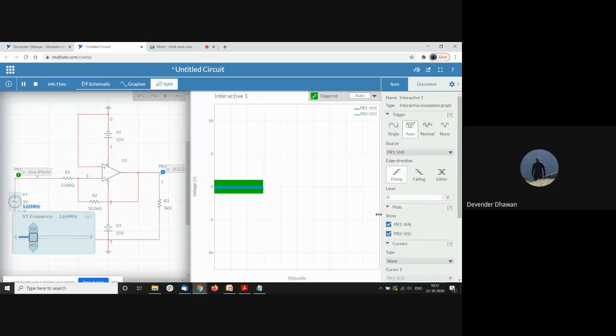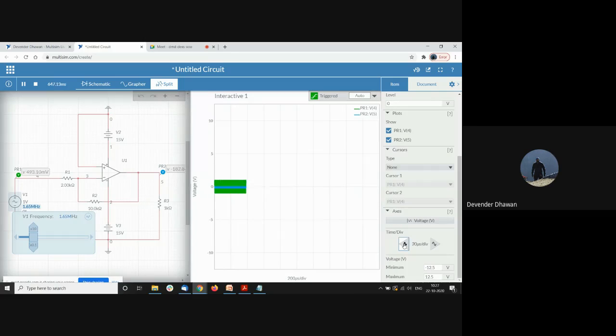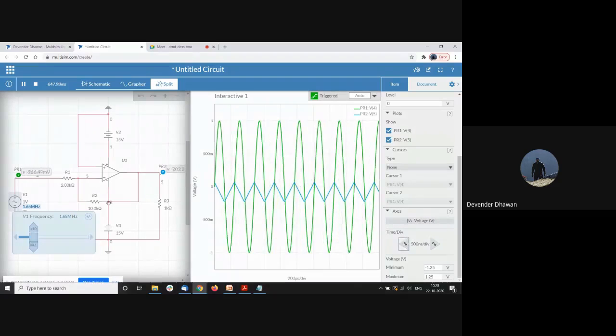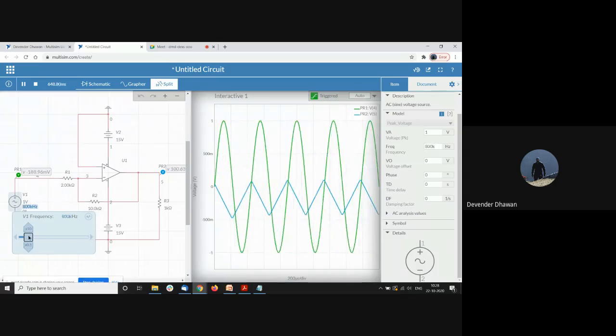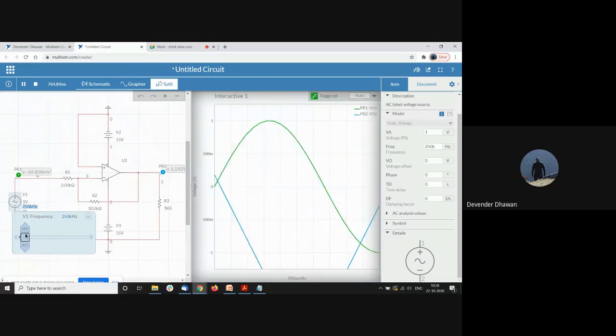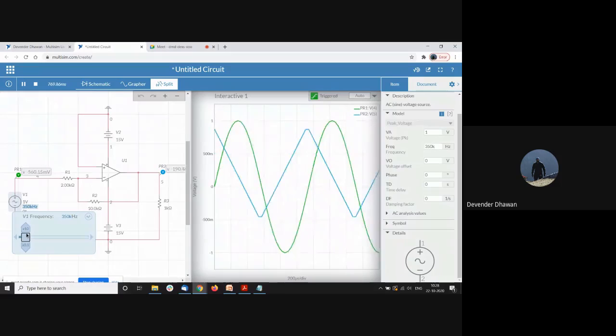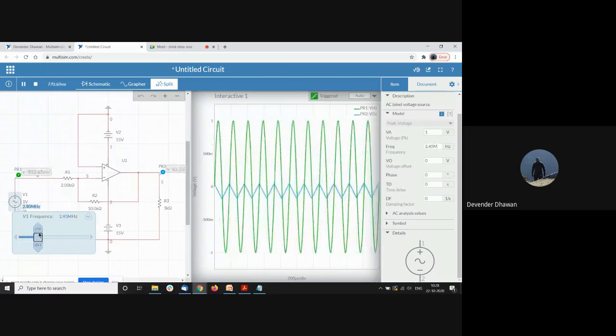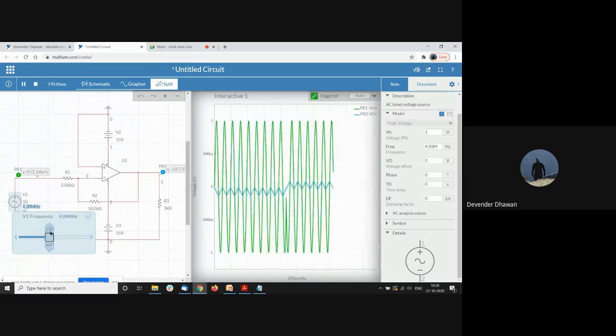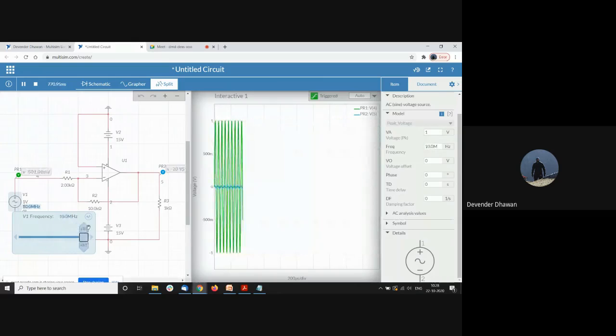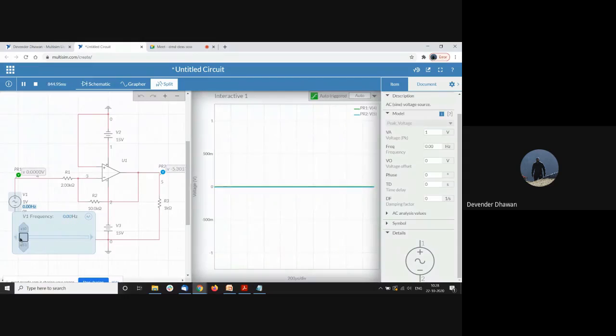Green one is bigger. So if I start decreasing the frequency, you see, the signal is increasing. But as I increase the frequency, signal decreases. And now you can see that it is obviously less than my input signal. So that is what we were trying to understand, the bandwidth of our circuit.